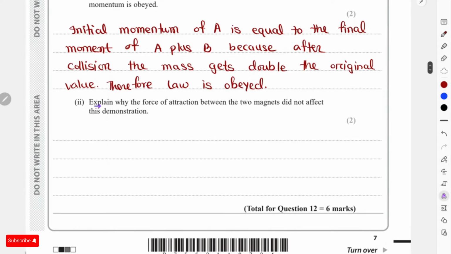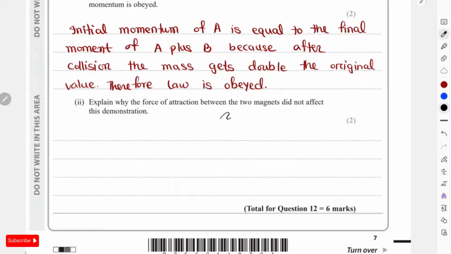So we'll move on to the second part of B2. Explain why the force of attraction between the two magnets did not affect this demonstration. That's because the forces of the magnets are acting as a Newton's third law pair. In this situation, the gliders are obviously accelerating but in opposite directions. And the magnetic forces are equal in size and opposite in direction, but they are acting on two different objects, right? So eventually the resultant force on the system is zero.